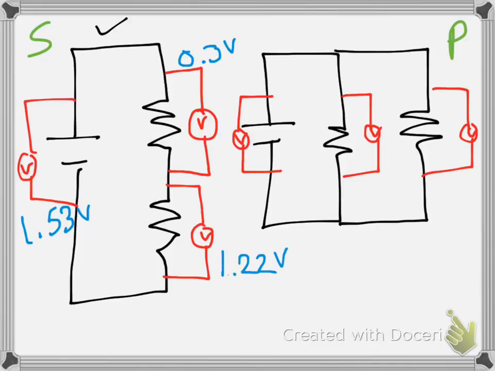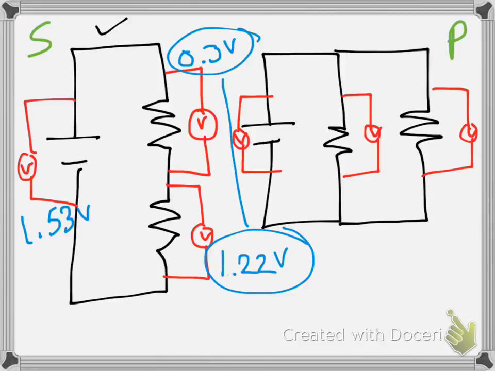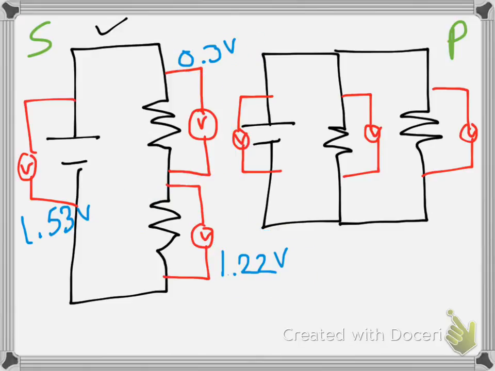But what do you happen to notice about these? So this was 0.3. This one is 1.22. And if you add 0.3 to 1.22, what do you get? You get 1.53. So this is saying that the voltage that we're measuring across the 2 resistors put together should equal the voltage that the battery has. So this is bringing up something kind of interesting.